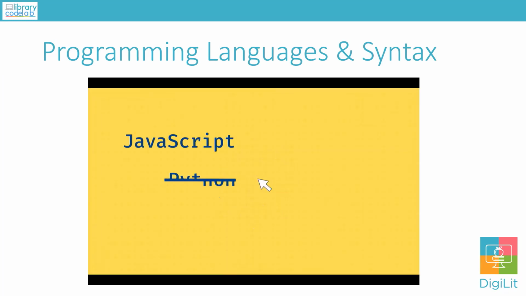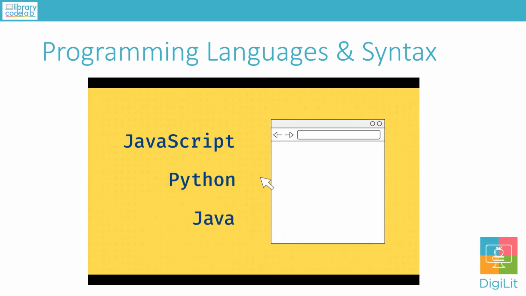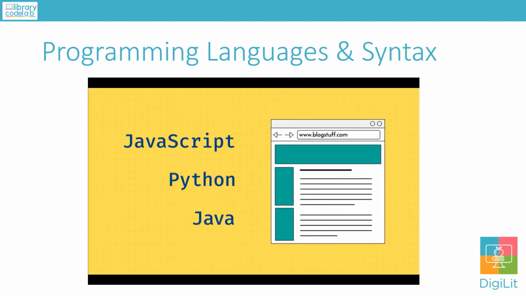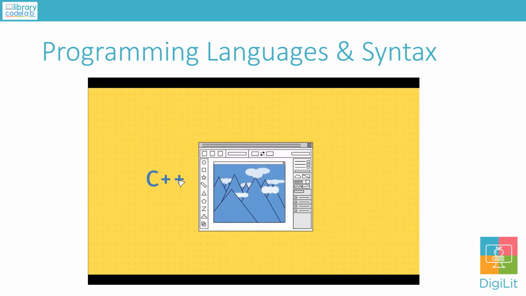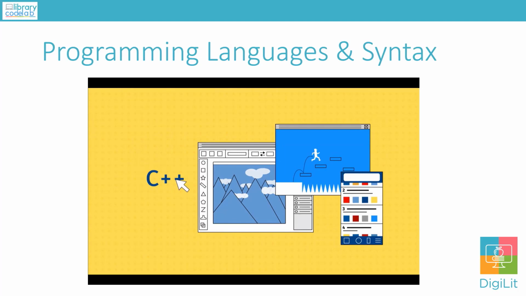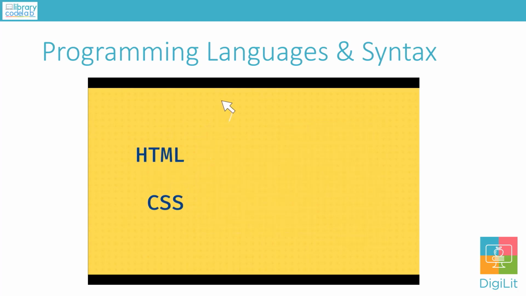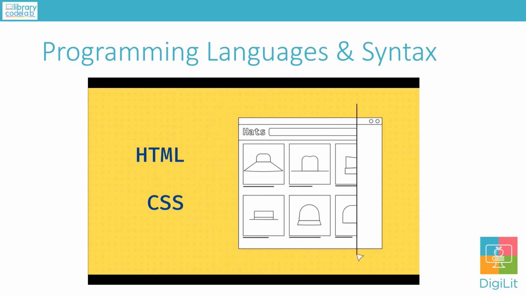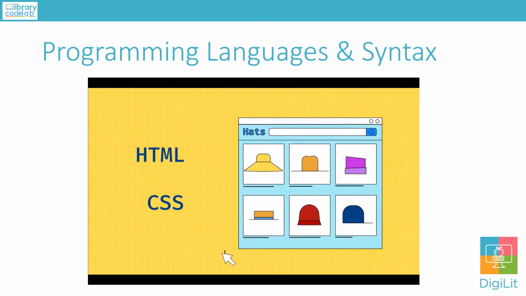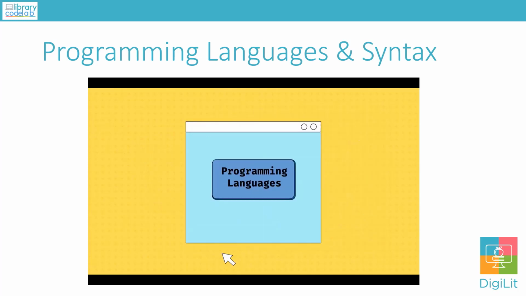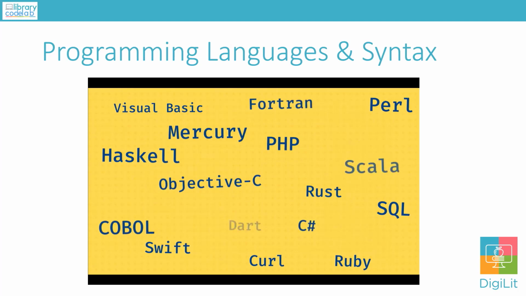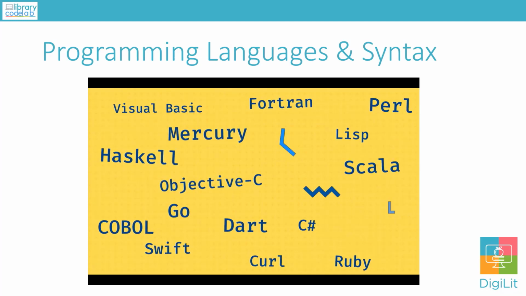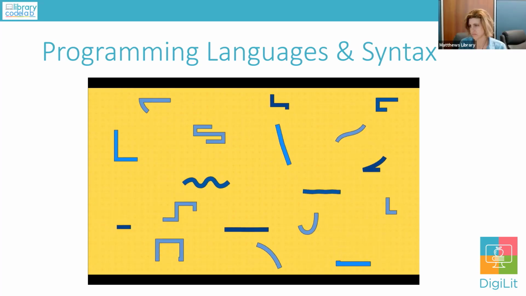Languages like JavaScript, Python, and Java are often used by websites for a variety of different purposes. C++ is used just about everywhere to make things like desktop apps, games, and more. There's also HTML and CSS, and while these aren't technically programming languages, they're used to create the structure and appearance of almost every website out there. These are just a few of the most popular languages, but there are also many, many more. And the reason for this is that all of these languages are unique and operate differently from one another.